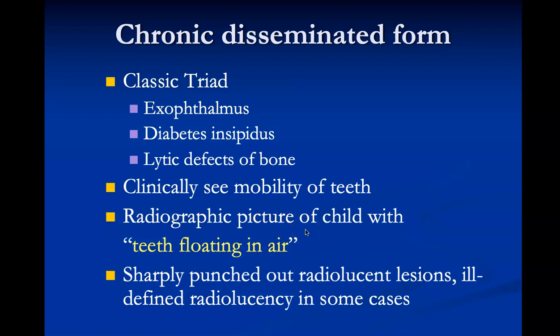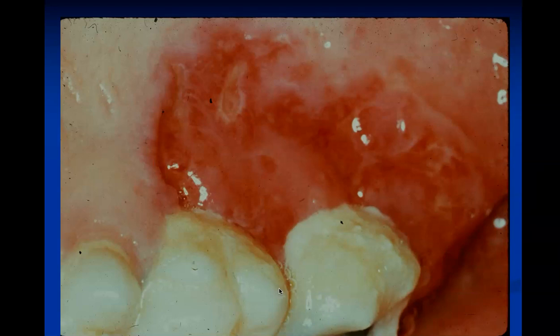So you'll remember cyclic neutropenia was in this, Papillon-Lefèvre is in this, Burkitt's lymphoma is in this differential diagnosis. I know I've given it to you a number of times, so just remember that Langerhans histiocytosis, the chronic disseminated form, is also in that differential diagnosis. The lesions don't tend to be corticated. They tend to be punched out radiolucent lesions. Sometimes they can be ill-defined.